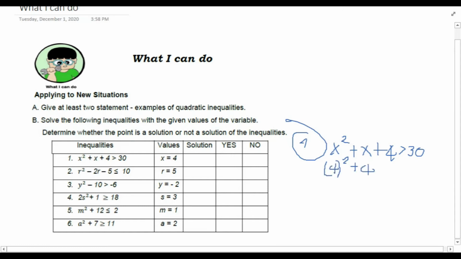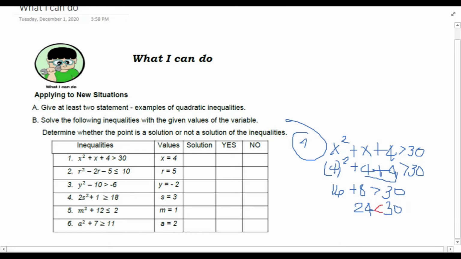If the result at the left side of the inequality is greater than 30, then it is a solution. 4 squared is 16. Okay, so plus 4 plus 4 is 8, is it greater than 30? 16 plus 8 is 24. 24 is less than 30.